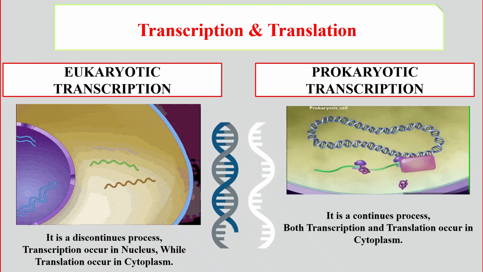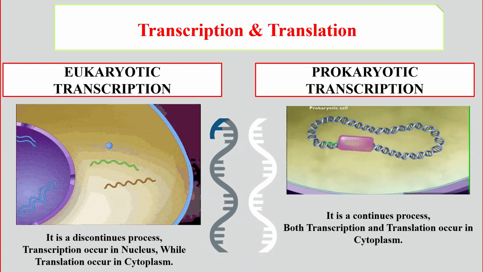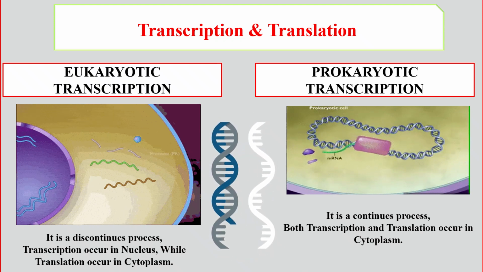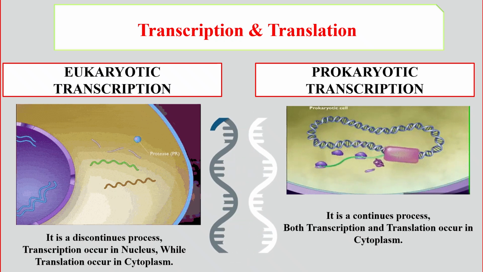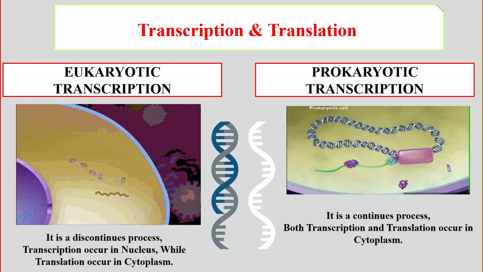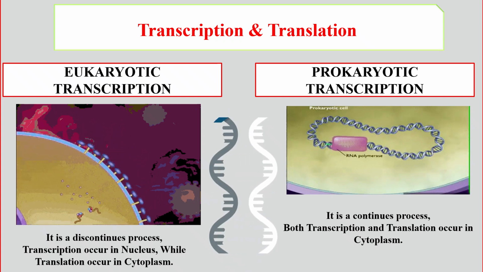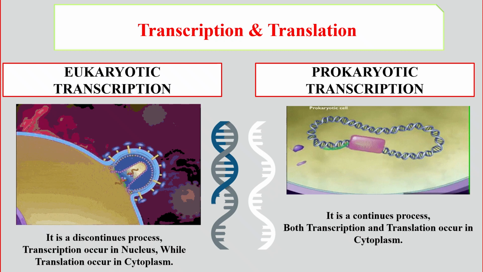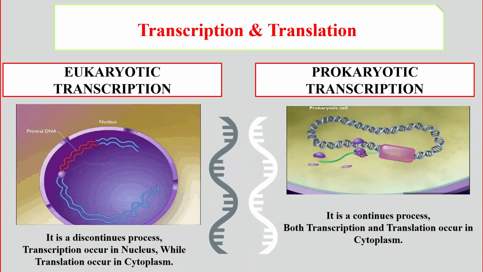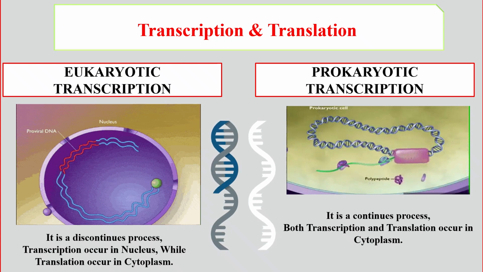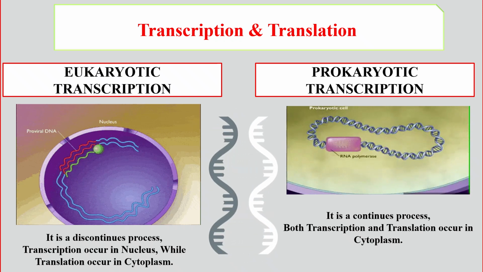In prokaryotes, it is a continuous process in which the transcription and translation both occur in the cytoplasm. As the RNA formation takes place in the cytoplasm and the ribosome machinery is also present in the cytoplasm, ribosomes will simultaneously come, and as the RNA is being synthesized, the ribosomes will also keep on translating these messenger RNA for the synthesis of the specific proteins.